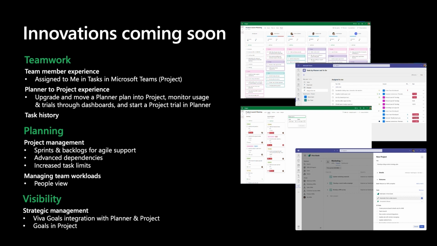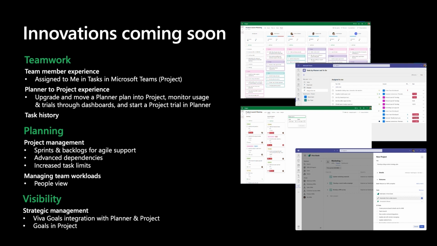Second one is Project for the Web includes many of the most popular features for Planner. Many of you have requested a more seamless way to work between the two apps. I'm here to tell you that we have heard you loud and clear, and you can upgrade and move a Planner plan to Project or begin a project trial right from Planner. If you're an IT admin, you can manage usage and trials through dashboards, which is going to be available to you soon.